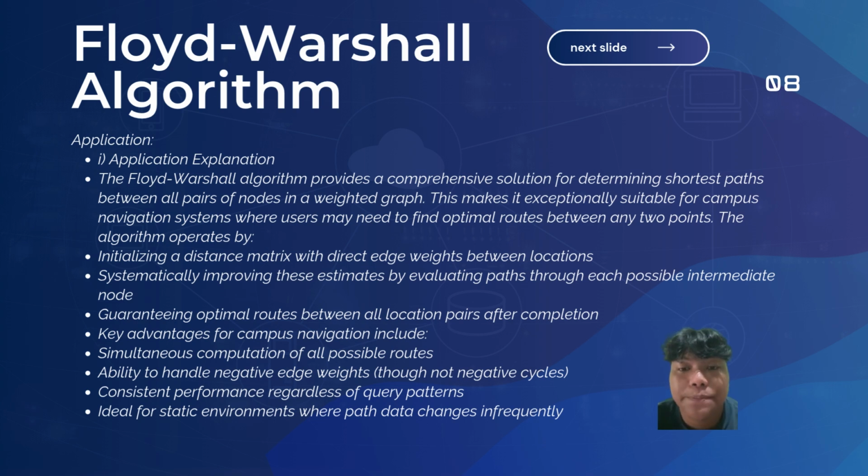Application explanation. The Floyd-Warshall algorithm provides a comprehensive solution for determining shortest paths between all pairs of nodes in a weighted graph. This makes it especially suitable for campus navigation systems where users may need to find optimal routes between any two points. The algorithm operates by initializing a distance matrix with direct edge weights between locations, systematically improving this estimate by evaluating paths through each possible intermediate node.